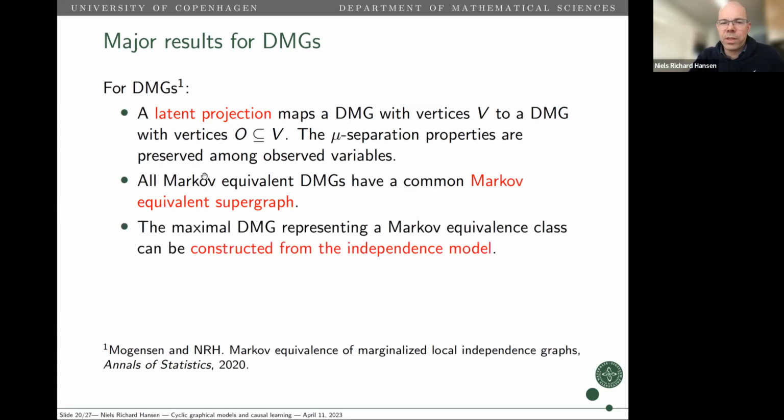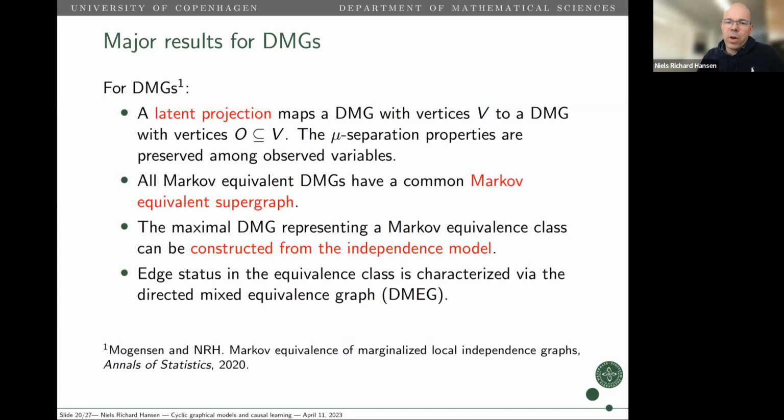Another important thing, which is not directly obvious from what I said up here, is that this maximal graph can actually be recovered from the independence model. So we don't need to know the original graph. We just need to query the independence model, and then we are able to discover this maximal DMG.